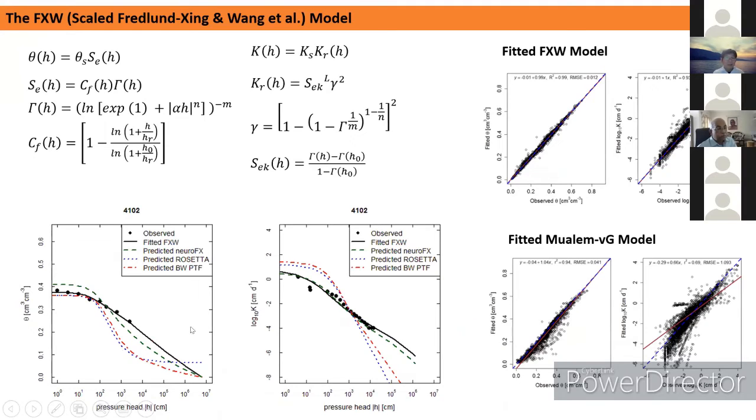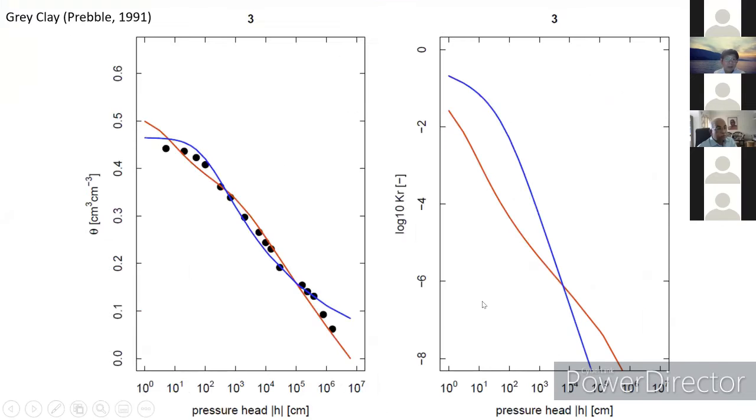So using this, we fitted the data of the UNSODA database with this new model, the FXW scaling model, and compared it with the Mualem-Van Genuchten model. We can see that it fits well, especially at the dry end. And what it fits well is the hydraulic conductivity. As you can see, at the dry end, the Mualem-Van Genuchten model doesn't fit quite well, right? So this is just an example of a clay soil.